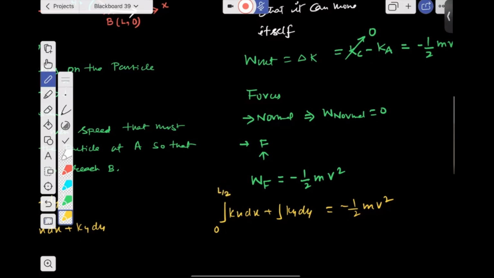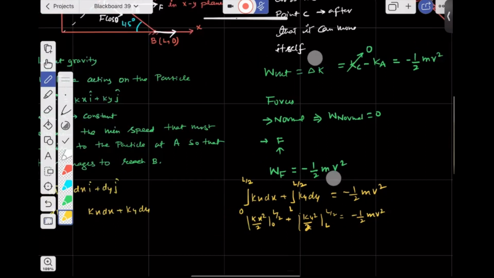At point A, the y coordinate is L, and at point C, the y coordinate is L by 2. It will become kx square by 2 limits from 0 to L by 2 plus ky square by 2 limits from L to L by 2 equals minus half mv square. And then everything is known in here except v, and that will be the minimum speed of the projection for which the ring manages to reach the point B.